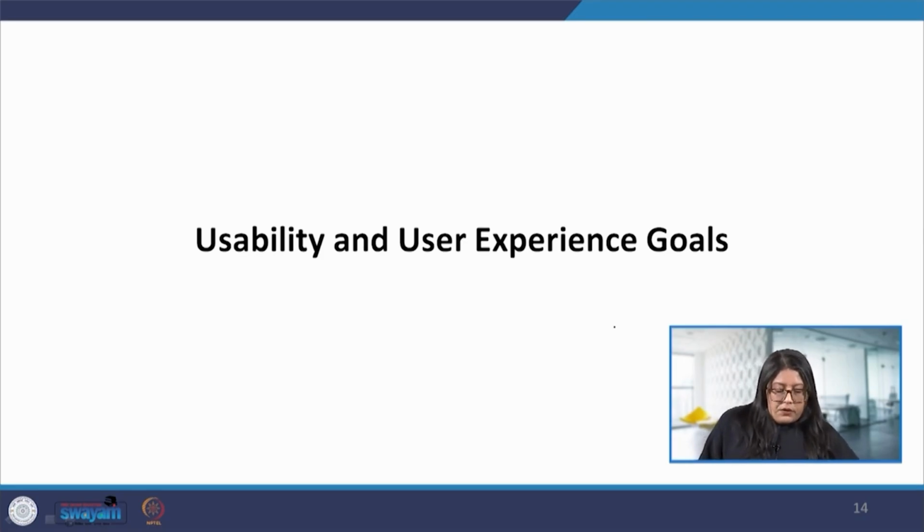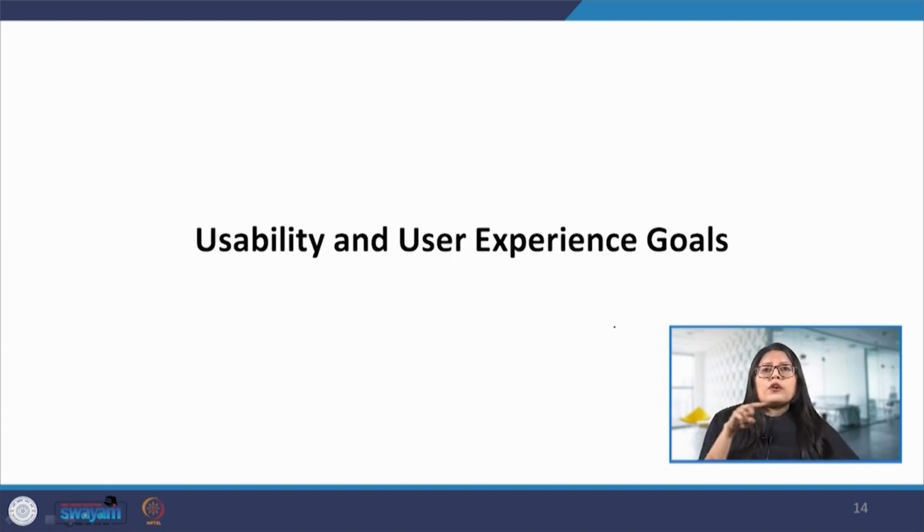But it is important to note that the distinction between these two is not very clear cut, because a product may be usable but lack user experience, and on the other hand, if there is a product with good user experience, can it have usability?